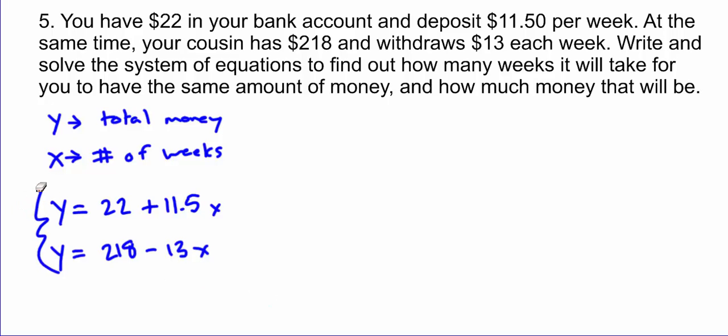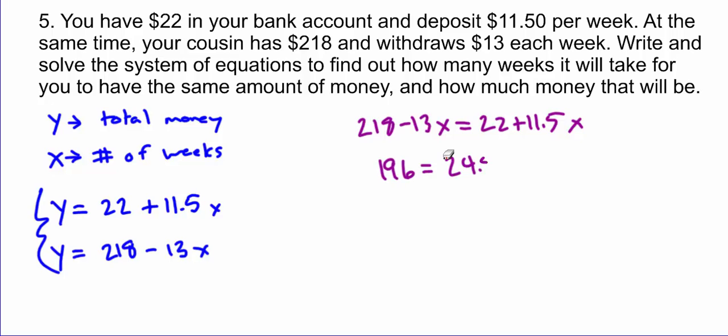On this one, I think substitution, it's screaming substitution, and the reason is we have y equals and we have y equals, and that makes it quite simple for us just to set these essentially equal to each other. So I'm going to do 218 minus 13x is equal to 22 plus 11.5x. I'm going to add 13x and subtract 22 from each side. And one quick step of division tells us that x is equal to 8, and that's great.